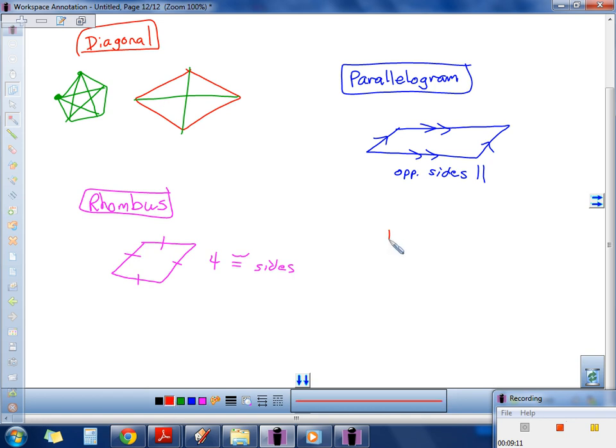After we learned rhombus, we learned a rectangle. We've talked about that a lot today. What was the number one property on a rectangle? 4 right angles. All right, doing well.